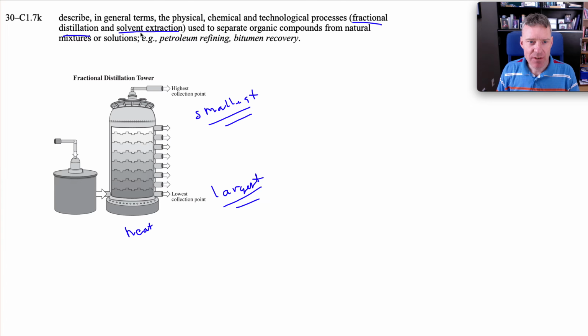Occasionally you'll see solvent extraction, almost never a decade ago, but a little more often now. Again, you're using your boiling point and solubility type of skills. You need to know your forces.